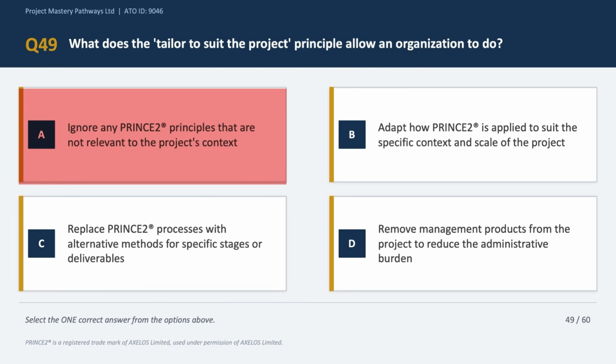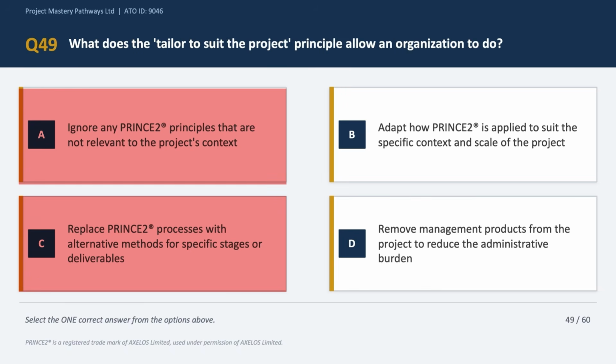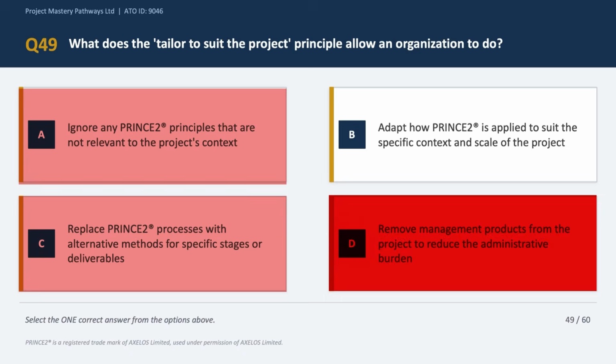Option C says replace PRINCE2 processes with alternative methods. Now, tailoring can adjust how processes are applied, but the wholesale replacement is not what this principle actually means. Okay, so option C is incorrect. Option D says remove management products to reduce administration. Now, products can be simplified or combined within tailoring, but simply removing them without proper justification is not what tailoring is about. So option D is incorrect.